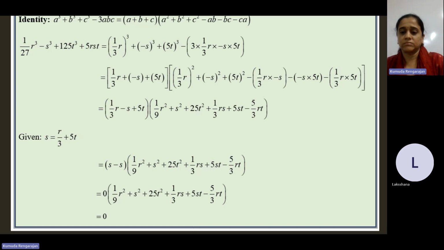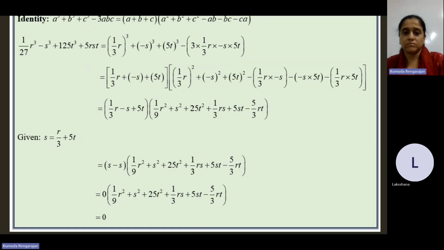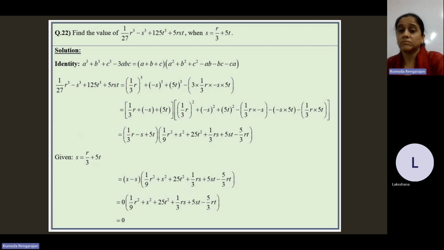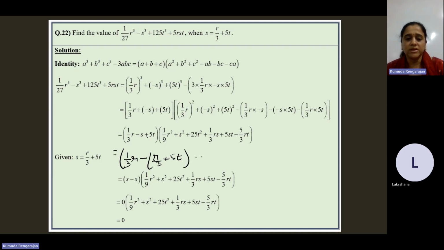So the final answer, we can also do that where you have S. So now 1 by 3 R minus, what is S? R by 3 plus 5t. Yeah, you can substitute that also. Then it will be plus 5t, correct?